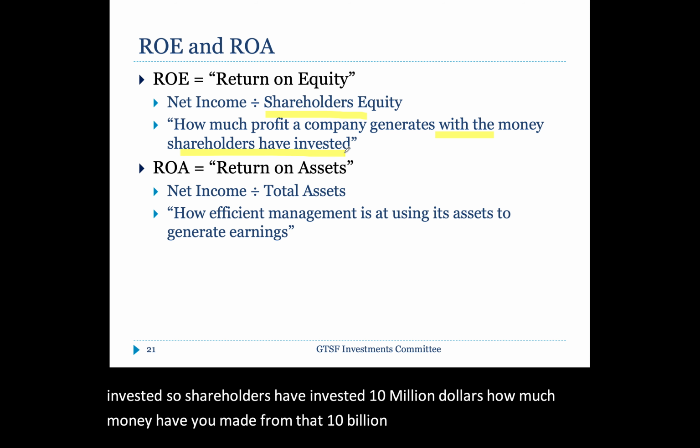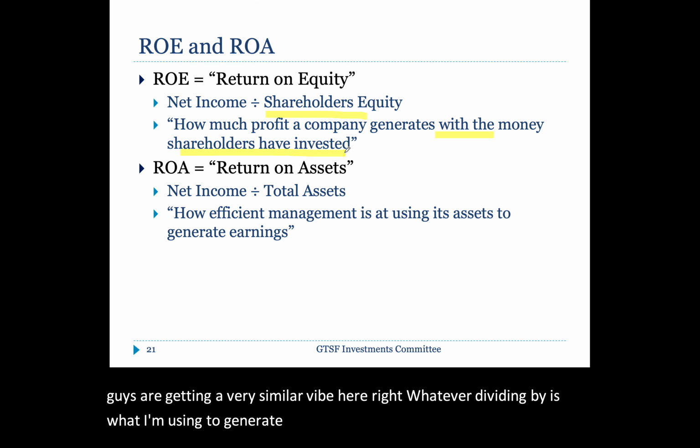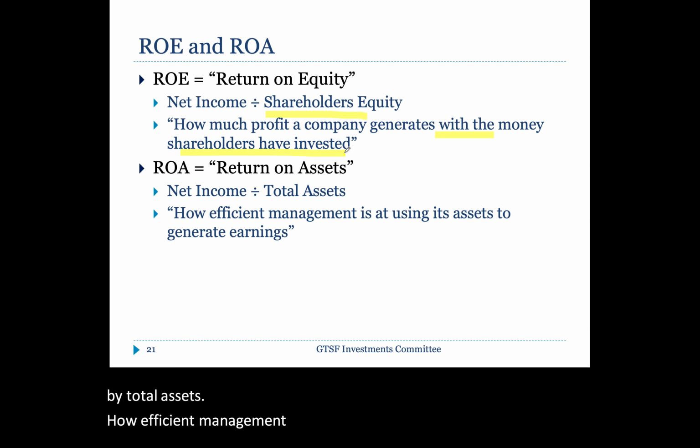Return on assets. You guys are getting a very similar vibe here, right? Whatever I'm dividing by is what I'm using to generate what I am dividing. So net income divided by total assets. How efficient management is at using assets to generate earnings.